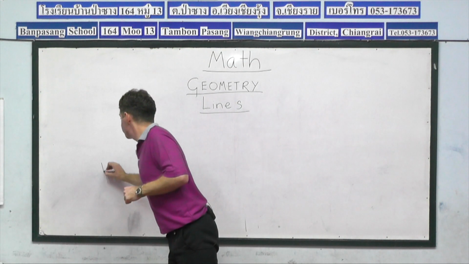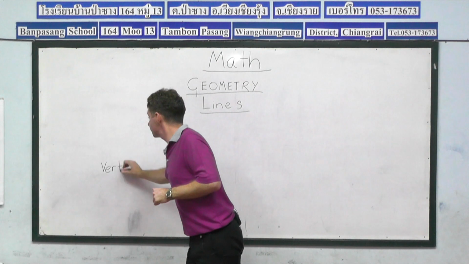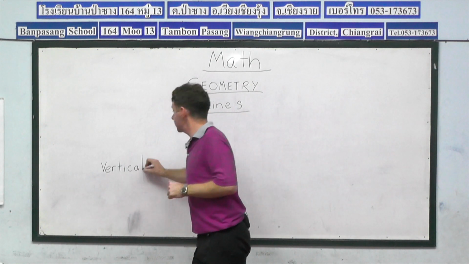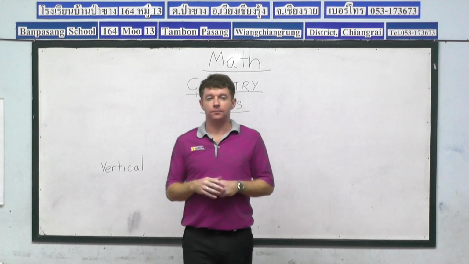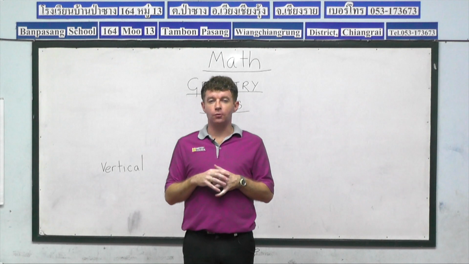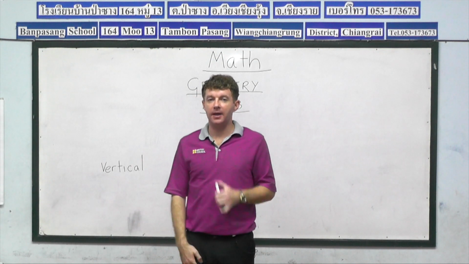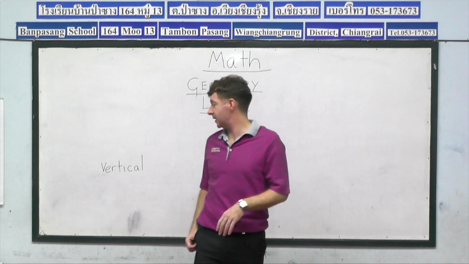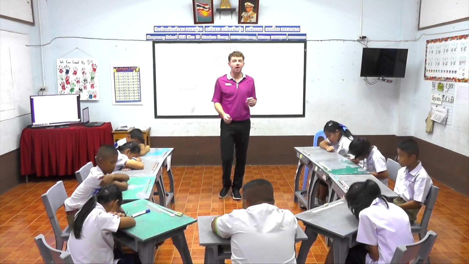Vertical. V, E, R, T, I, C, A, L. Vertical. Okay, and now it's time for our students to close their eyes. And when they wake up, one will have a pen, and they will have to come forward and draw the type of line that we have. Okay, let's open our eyes, guys.